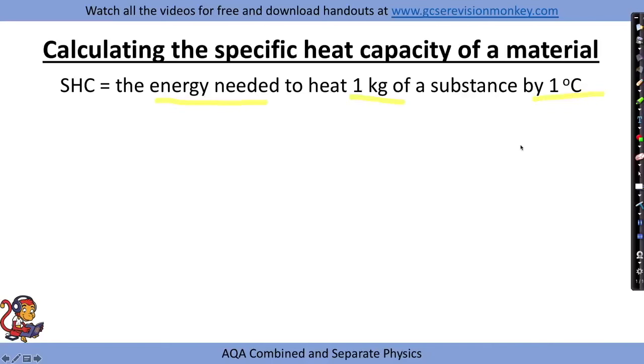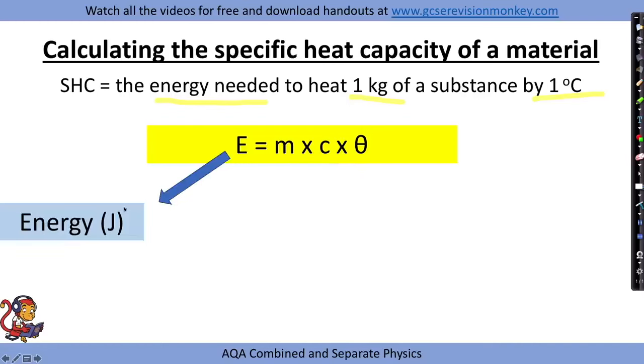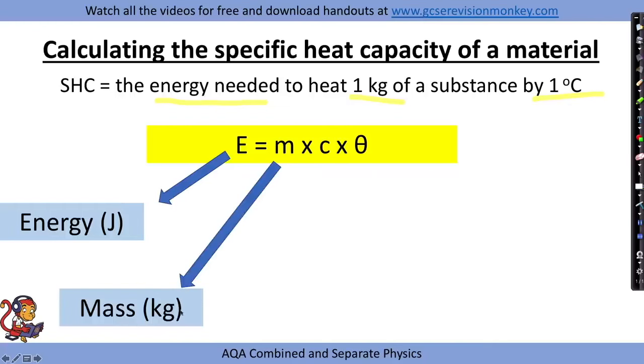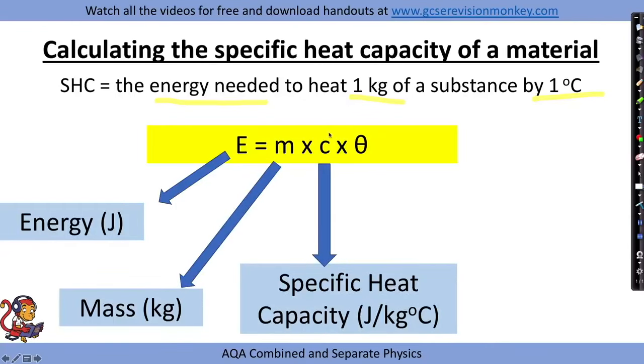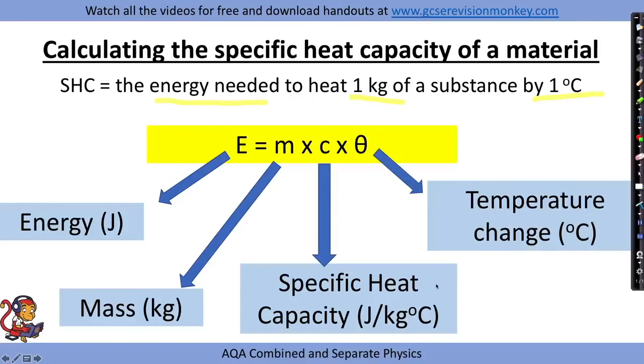Now there is an equation to go with this practical, and this equation you're actually given on your data sheet. The equation is E equals m times C times theta, whereby E is energy, measured in joules, m is mass, measured in kilograms, C is specific heat capacity, measured in joules per kilogram degrees C, and theta is temperature change, measured in degrees Celsius. So the good news is that you don't have to learn this equation. They will give you this one on the equation sheet. However, for this practical, we are going to be calculating specific heat capacity, which is the C part here.